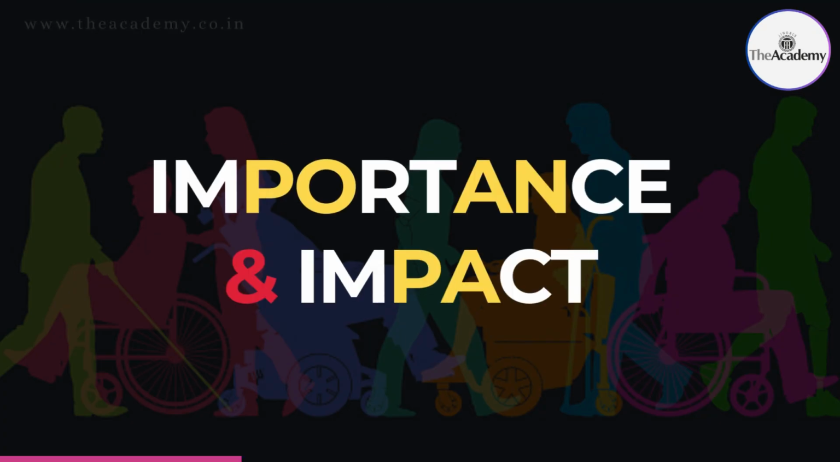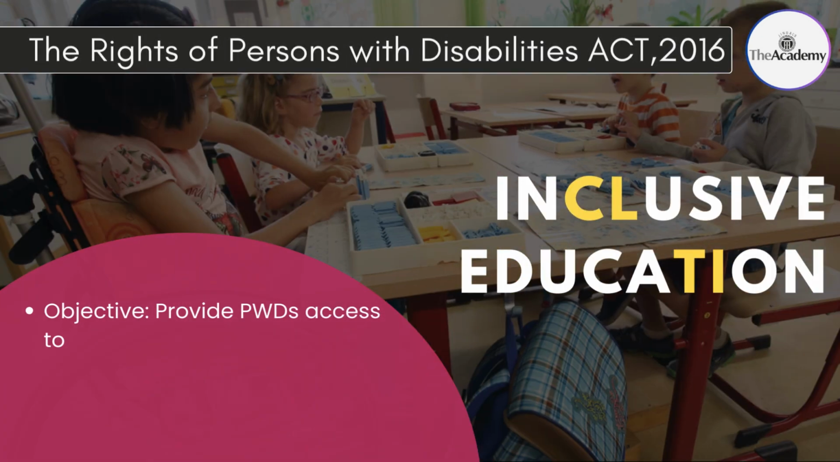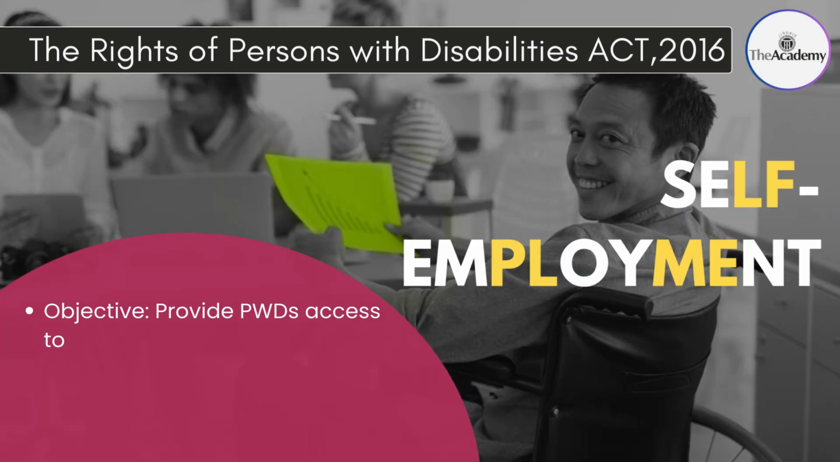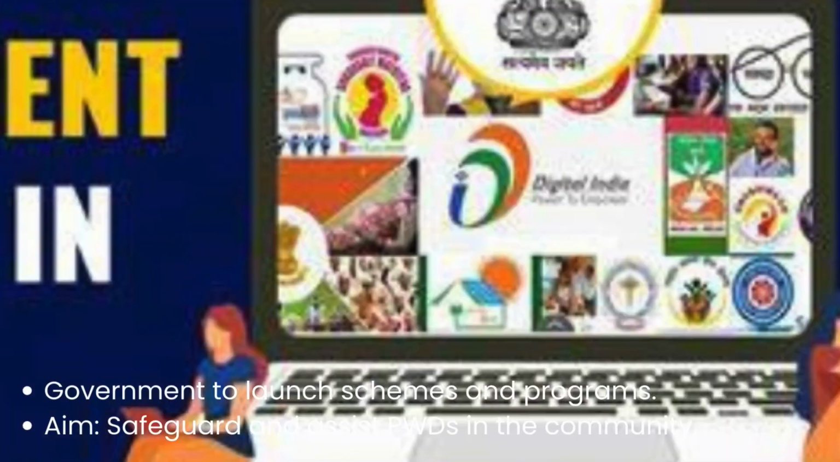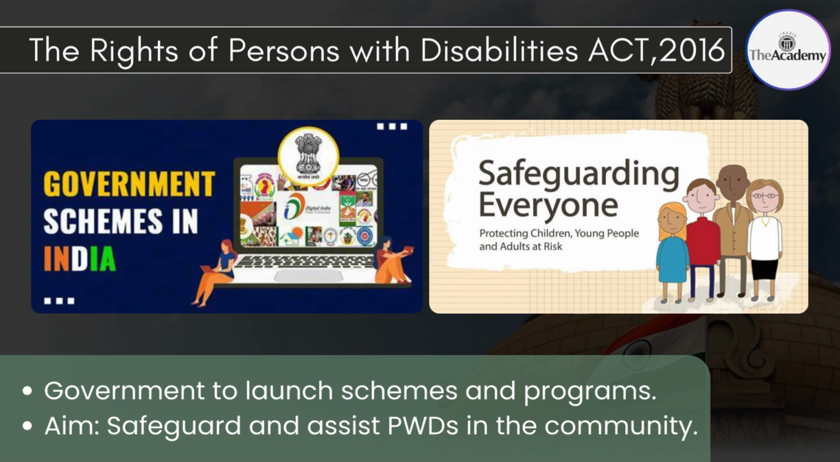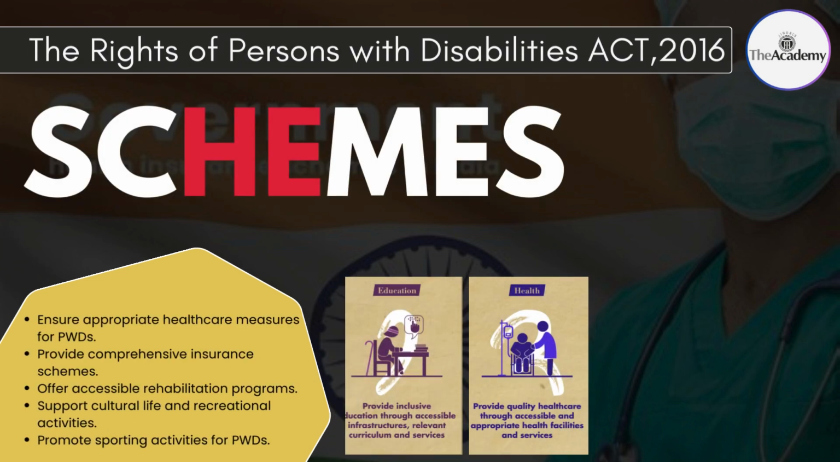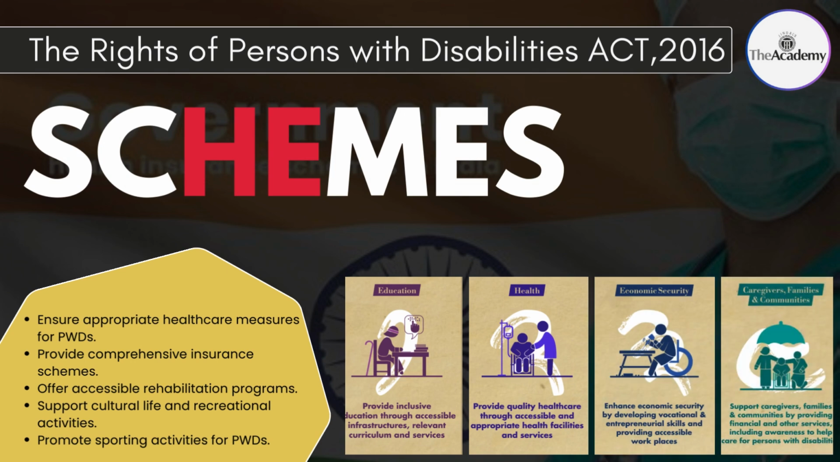Importance and impact. The objective of this Act is to provide PWDs access to inclusive education, vocational training and self-employment without discrimination, and also to buildings, campuses and various facilities. The government should launch necessary schemes and programs to safeguard and help PWDs living in the community. Appropriate healthcare measures, insurance schemes and rehabilitation programs, cultural life, recreation and sporting activities for the PWDs should be taken care of by the government.